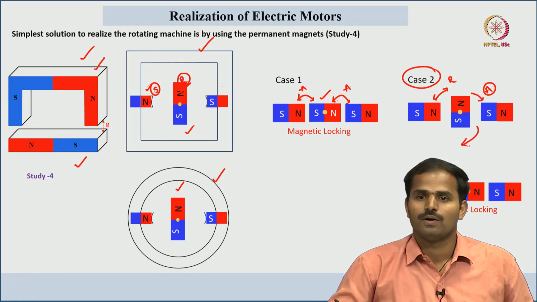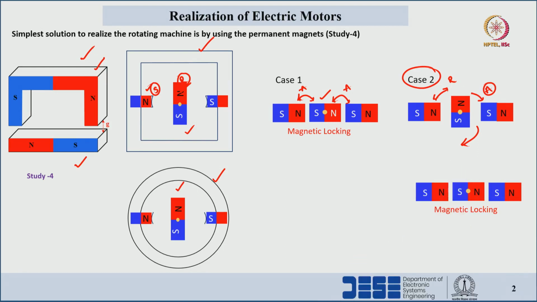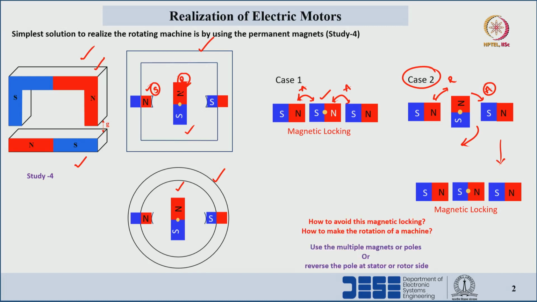We can see here again magnetic locking is happening. From this position to this position, the rotor has moved and magnetic locking has happened again. So, how to break this magnetic locking? That is possible by utilizing multiple magnets or poles at the stator side or rotor side. That is one option, and the second option is to change the poles or reverse the poles either at the stator side or at the rotor side. These are the two possible solutions to make the rotation in a symmetrical manner.